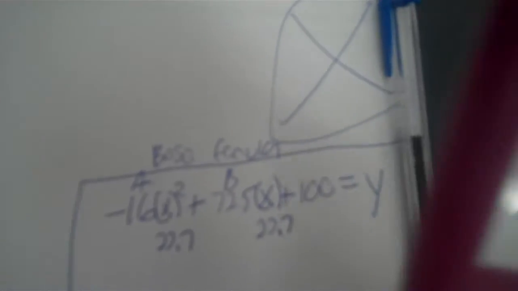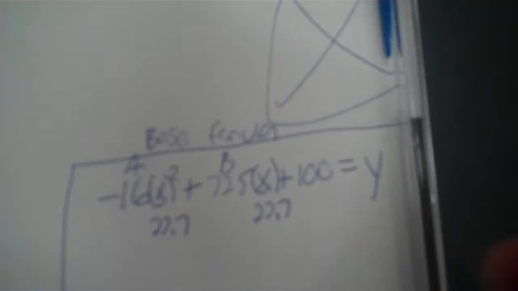It's actually less work on these than on the revenue ones because I don't have to do the FOIL method because it's already in standard form. Okay, and that's going to be 8,313. I like to round to the nearest hundredth. Okay, so 8,313, and that's our maximum height.